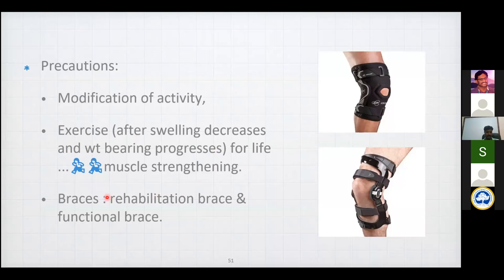Muscle strengthening, braces, rehabilitation braces and functional braces. This is a complete rehabilitation brace. There is compression also to, you know, reduce the swelling. Here, this is a later stage. In the later stage of injury, we can prescribe this brace. This is more functional. This is a hinge brace.